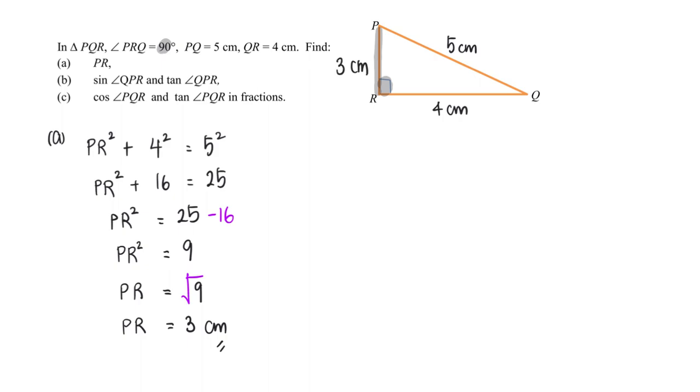And do notice that I did not consider the negative of square root 9 because PR is a length. So in my working, I did not consider that already.